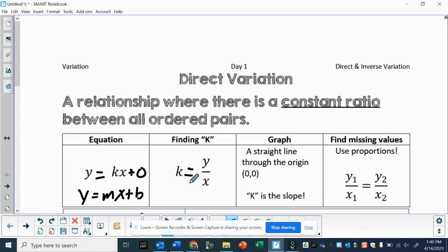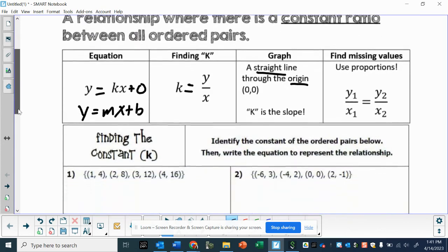If you wanted to find the constant, you just have to divide both sides by x, and you get k equals y divided by x. The graph is always going to be a straight line through the origin. And if we're missing values, we can use proportions to find the missing values.